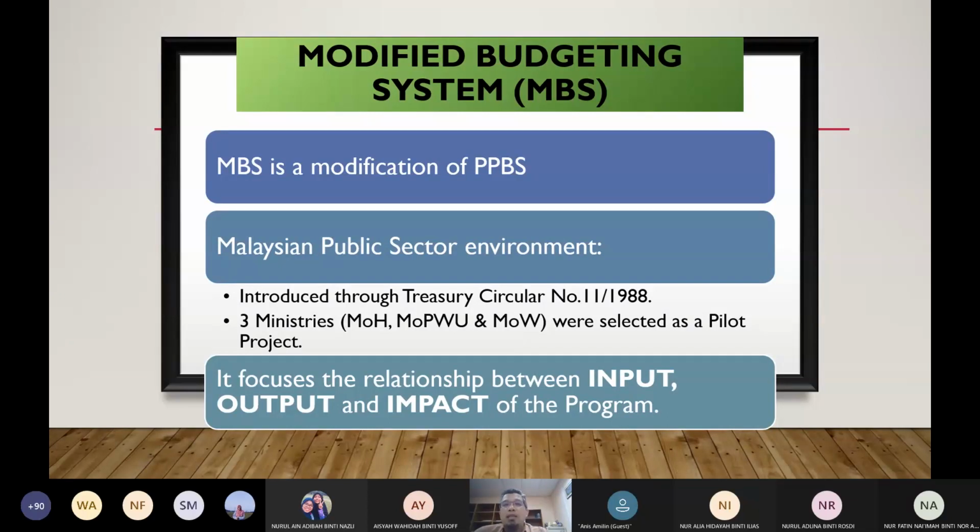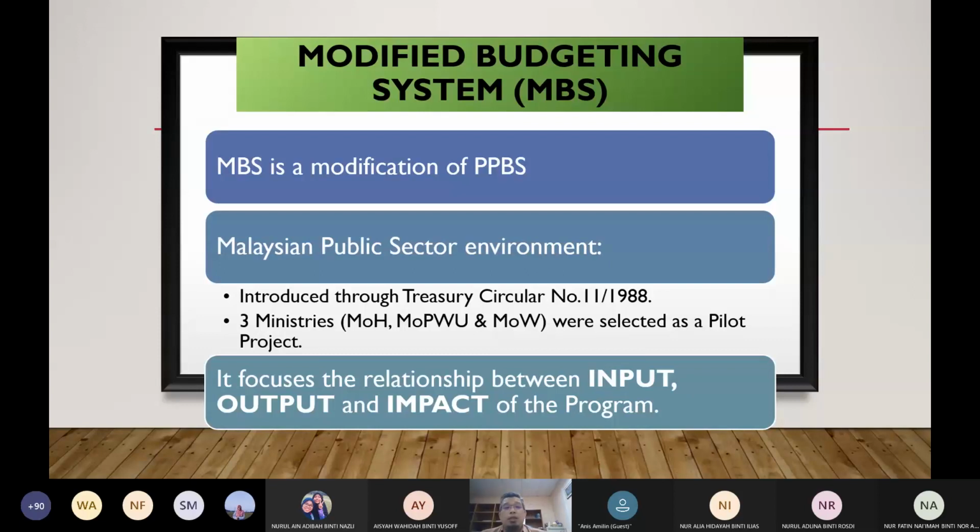We look at MBS, the modified budgeting system. After program-based budgeting, the Malaysian government moved to the modified budgeting system, which was introduced in 1988. Why is it discussed now? I think you understand the development. This is also part of the development of this budgeting.